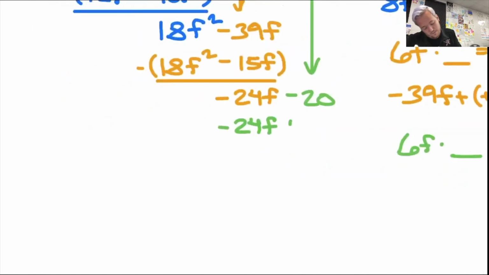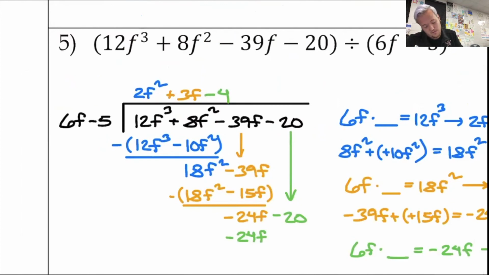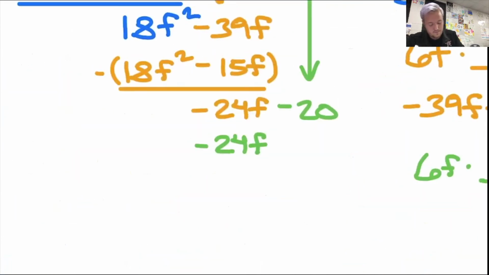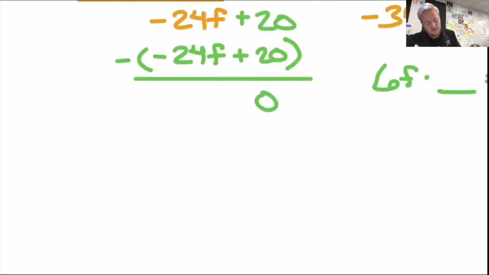Then, nope. That gives you plus 20. Oh, shoot. This should be a plus 20. This right here should be a plus 20. That's what happened. Small fix. There we go. Now it'll zero out. So that's 0. There we go.